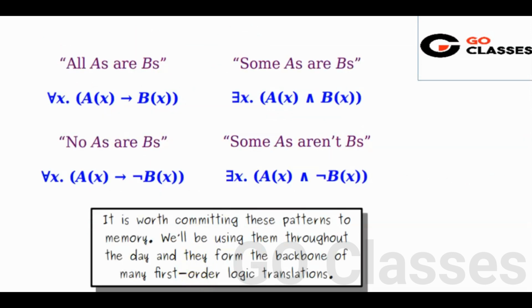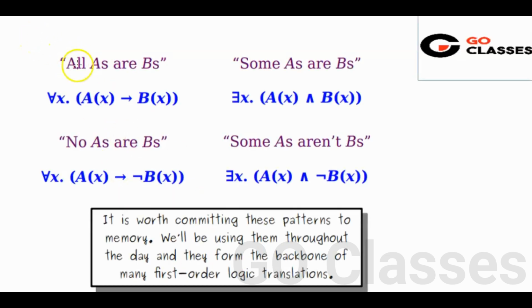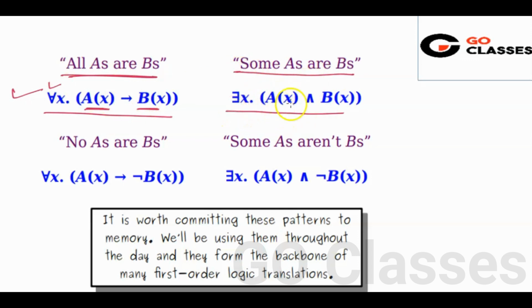We have already seen these two templates. All A's are B's means for all X, if it is A then it is B. You can notice with the universal quantifier we are using implication. Some A's are B's means there exists X such that it is A and it is B. With the existential quantifier we are using conjunction. Now let me show you another template, which is no A's are B's.